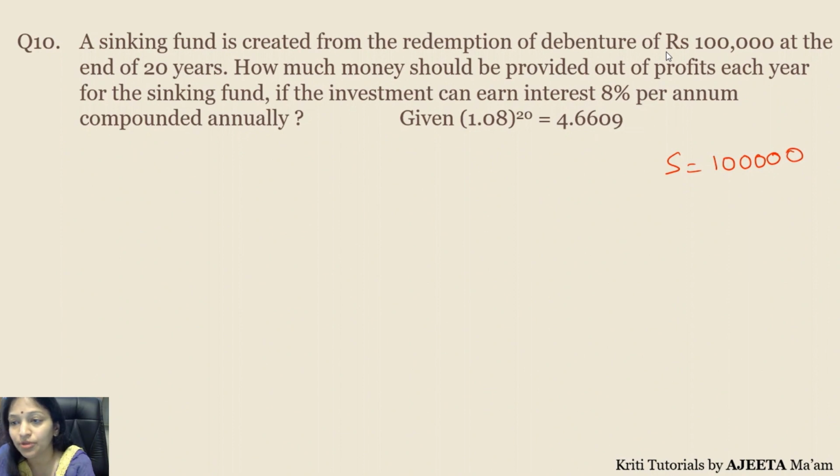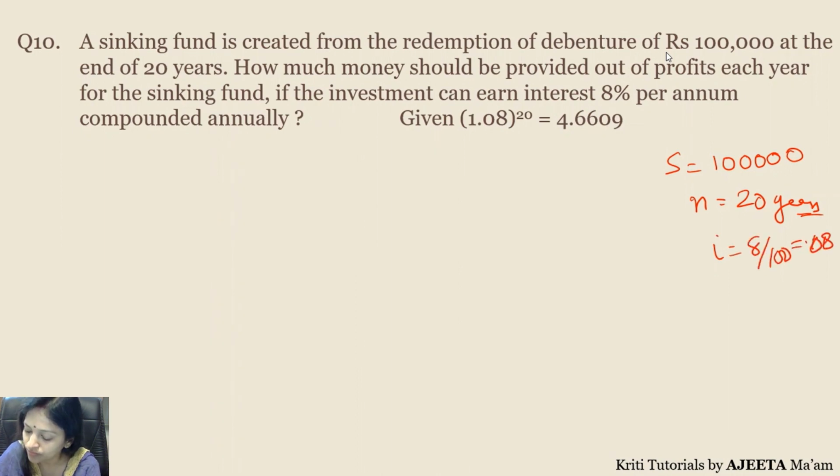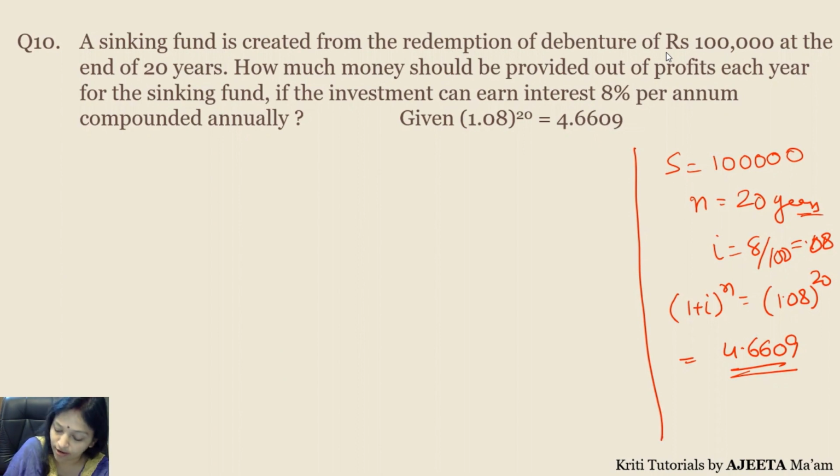For this we have to keep the money, right, at the end of 20 years. So 20 years we are going to have here. Now here the point is interest. So your I is 8 upon 100, so that is 0.08. So (1 plus I) raised to n will become what? 1.08 raised to 20, which is 4.6609. Correct? Now these values are given to you. We have to find R. So S is R times (1 plus I) raised to n minus 1, upon I.